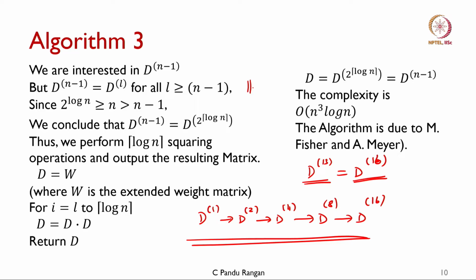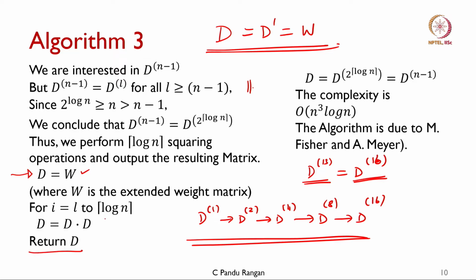So, I start from D equal to W. Notice that I am not starting at D equal to D0 as I did in the previous algorithm. I am starting at D equals D1. D1 is nothing but W. So, D is W. Then I keep squaring it and I return D after log n iterations. That is it, and the problem is solved. It is solved in a different way.